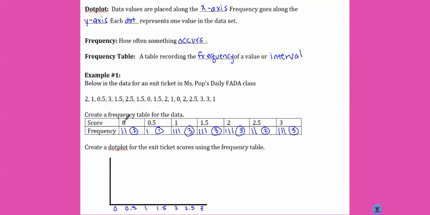Since I had 2 people that got zeros, I'll put 2 dots above 0. Since 1 person got a 0.5, I'll put 1 dot. 3 people got 1, so it gets 3 dots. And we try to keep the dots lined up going horizontally. 1.5 also gets 3 dots. 2 gets 3 dots. 2.5 gets 2 dots. And 3 gets 3 dots. So that's a dot plot.